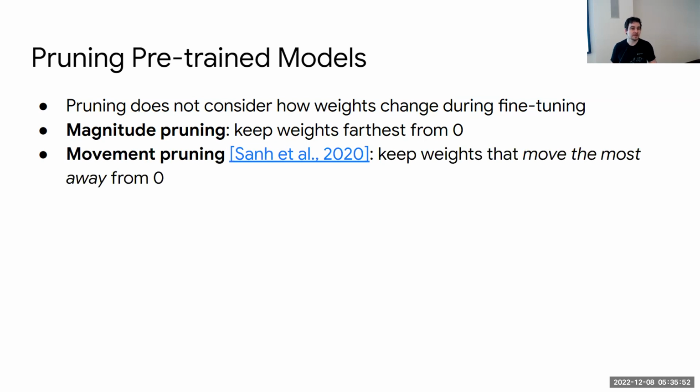In this context, an alternative pruning technique has been proposed, which was named movement pruning. Instead of looking at the overall magnitude, we only look at the magnitude of the change during fine-tuning, so how far the parameters have moved away from zero during fine-tuning.